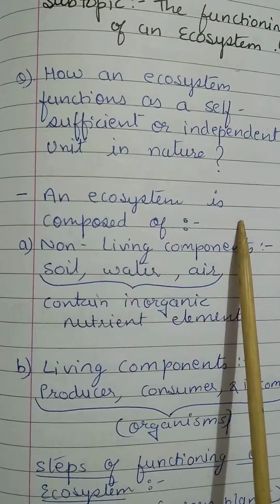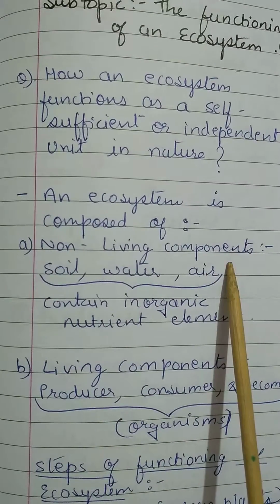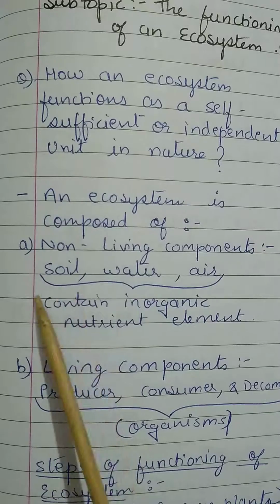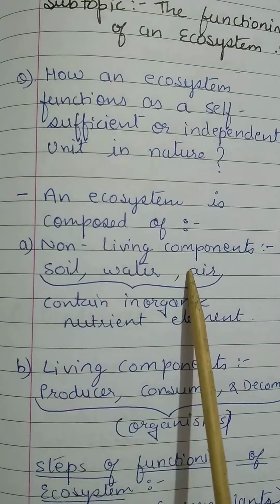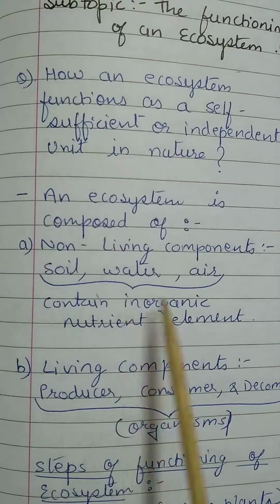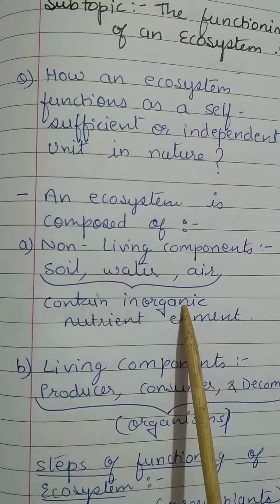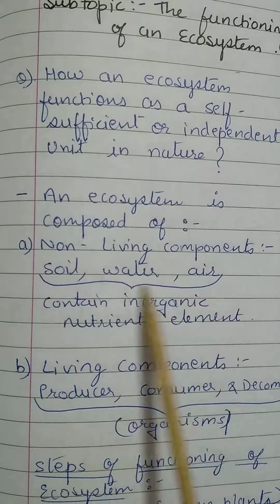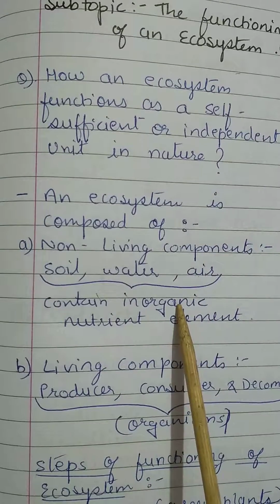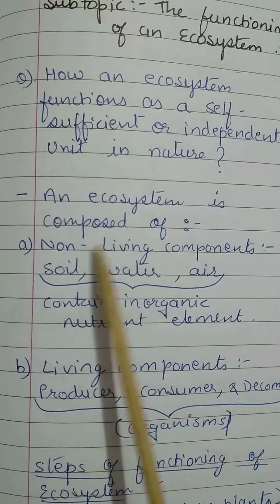An ecosystem is composed of, first, the non-living component. What are the non-living components? Soil, water and air are the non-living components, and they contain the inorganic nutrient elements. What are inorganic nutrient elements? Calcium, phosphorus, oxygen, carbon dioxide, water. All these are inorganic nutrient elements which are there in the soil, water or air, and they constitute the non-living components.